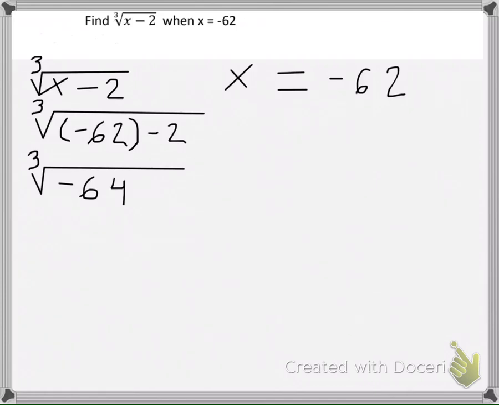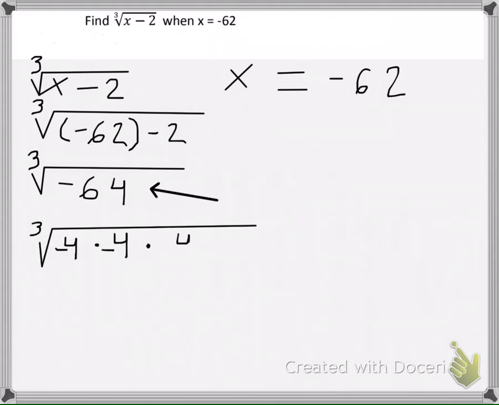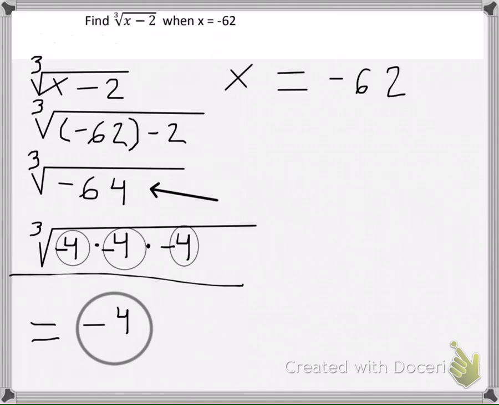So if I want to take something out of a cube root, I need to be able to break this negative 64 down into 3, since it's the cube root, 3 of the same number. And so if I think about it, I can break down this negative 64 into negative 4 times negative 4 times negative 4. Since I have 3 negative 4s, I can bring it out of the cube root as just one negative 4. And so that's my answer to this. I found that the cube root was negative 4.